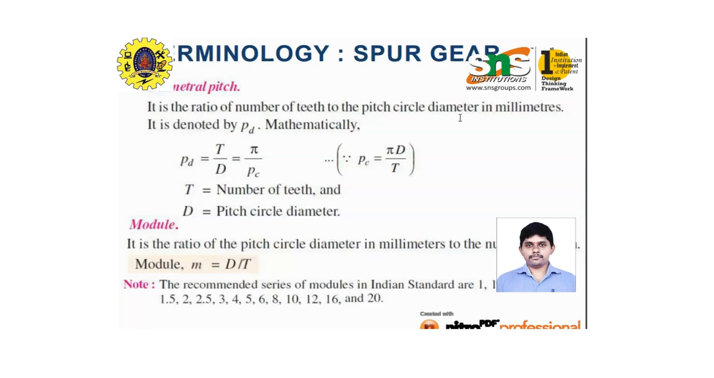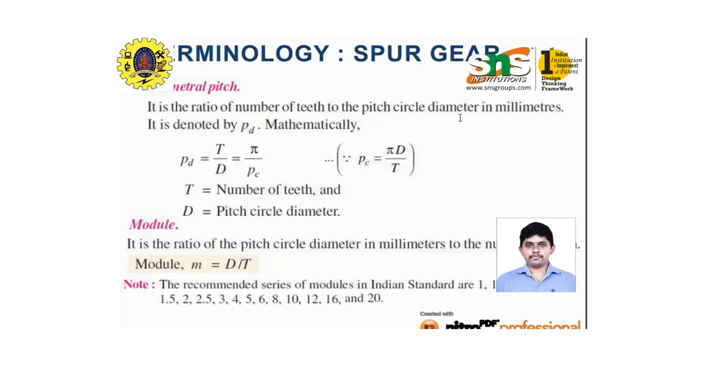The tooth thickness can be calculated. If you're going to measure the size of the tooth, it is what you call the tooth thickness, represented here. The pitch circle diameter, with respect to this axis, we need to represent in millimeters. The dimension to the number of teeth is the module.